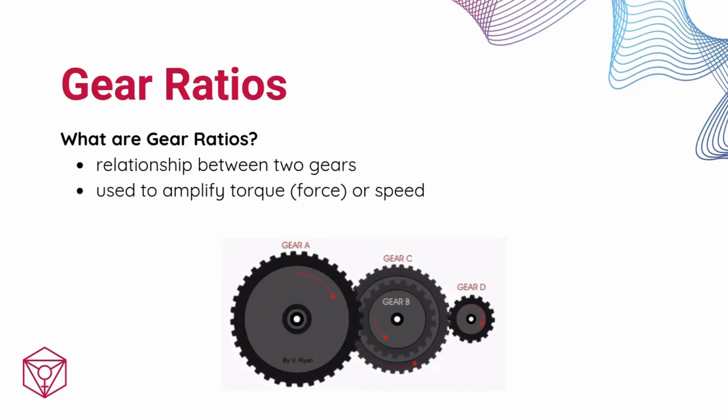For example, when you switch gears to make pedaling easier uphill, you increase the torque but move slower. Downhill, you switch to a higher speed but with less torque. Basically, higher gear ratios help lift heavier objects, but it takes more time. Lower gear ratios move things faster but require more effort.